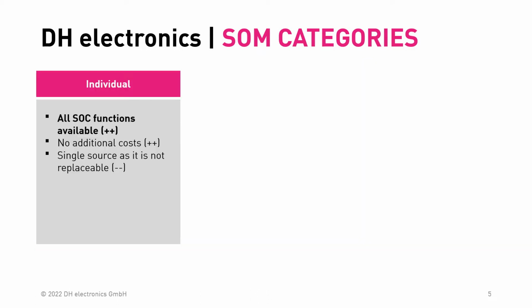Let's start again with the individual category. The big plus here is that typically all SoC functions are available on your mainboard. This means all functions are really available outside of the system on module. This is the big plus here. Then we have no additional costs due to compatibility with a standard. And the minus here is that these system on modules are typically only available from a single source, and this means they are not replaceable with other SOMs.